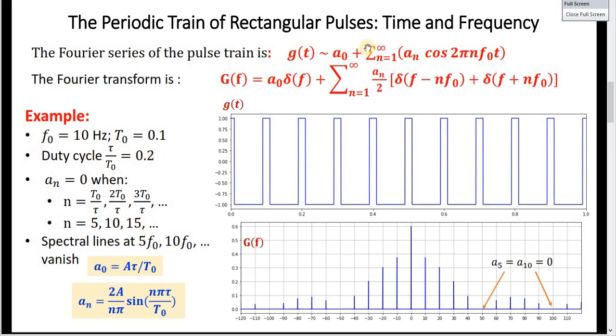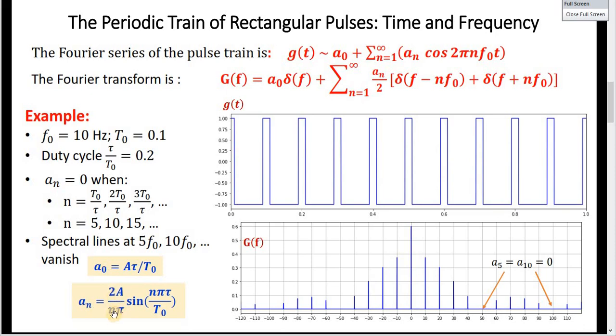The Fourier series expansion of this periodic train of pulses is A0, which is the DC term, A tau over T0, and tau over T0 equal 0.2, so A0 equal 0.2 times A, plus summation between 1 to infinity, A sub n cosine 2 pi n F0 t, and A sub n. This is the expression for A sub n, which we found on the previous slide.